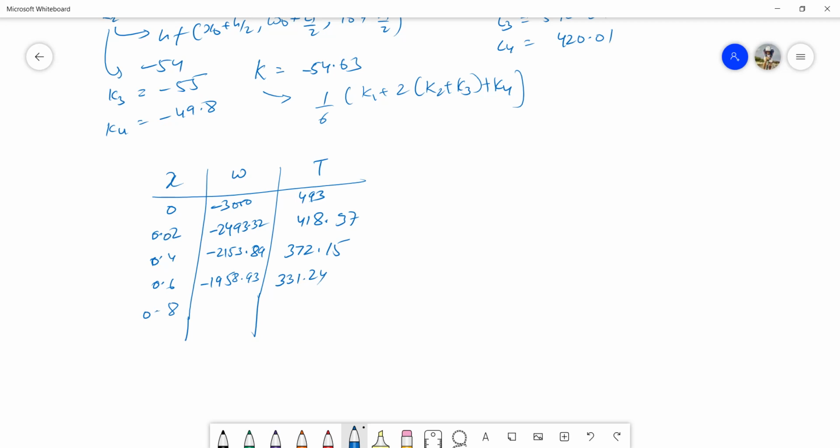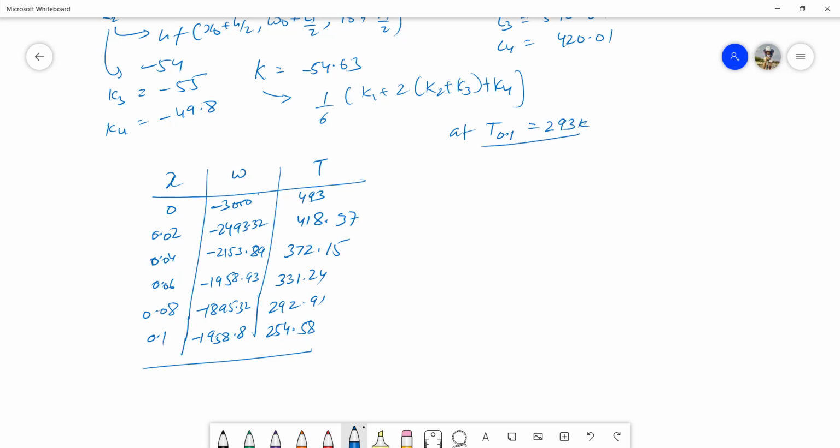In fact, I'm making a correction: 0.0, 0.02, 0.04, 0.06 and 0.08. So it is minus 18,292. And when this is 0.1, minus 1958.8. This is 254.58. Now we can clearly see at T equal to 0.1, it should be 293 Kelvin.